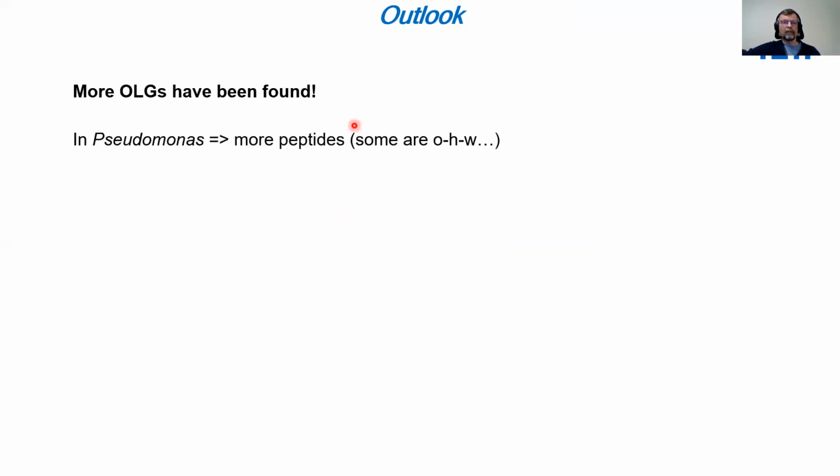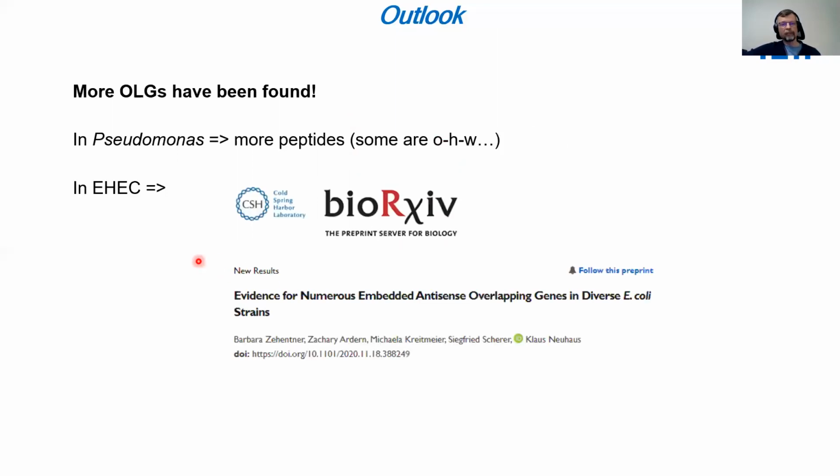Nevertheless, for Pseudomonas, we have found some more with peptides. Some of them are unfortunately so-called one-hit wonders, meaning you have only one peptide, and one peptide in mass spectrometry is for most people nothing. But we still have the data from ribosome profiling, so I think we can publish a few more. And we have similar results, but without mass spectrometry, for EHEC. This is in a preprint and has been sitting there for quite a while, trying to get published, but the colleagues are a little bit hesitant.